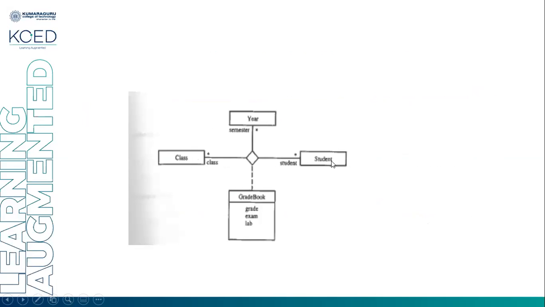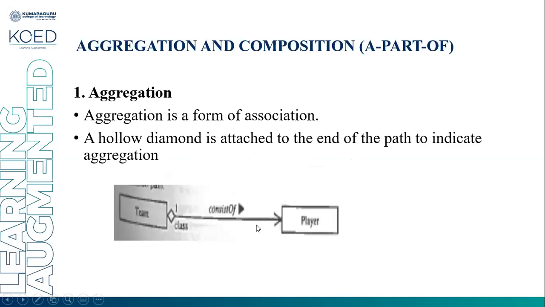So if you take class, year, and student: the class name is a class only, year is a semester, and student is a student only. Students have an association with the class, and they are also attached with the year, the semester. Students are studying a class for a particular semester. Here, gradebook is the association name. It contains grade, exam, and lab as the attributes.